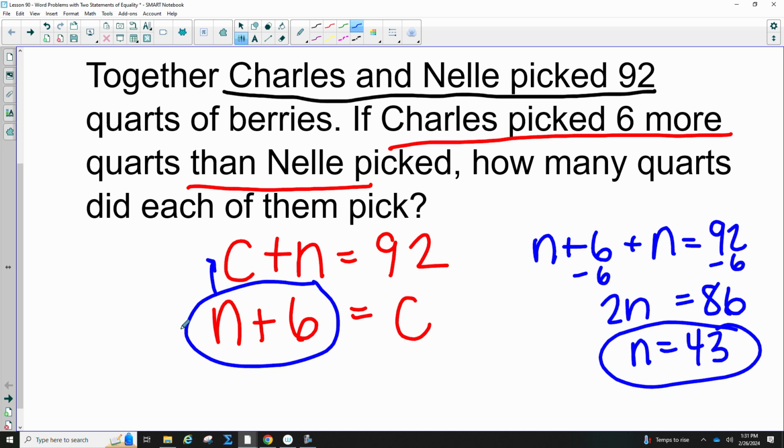Okay, come back over to where the C is by itself. Plug in the 43 for the N. And we get 49 for C. Quarts of berries. Okay.